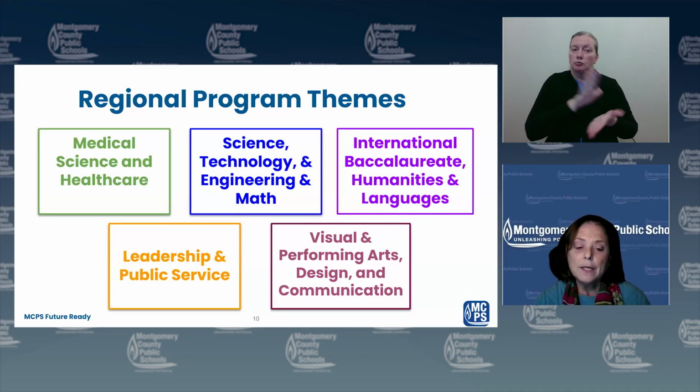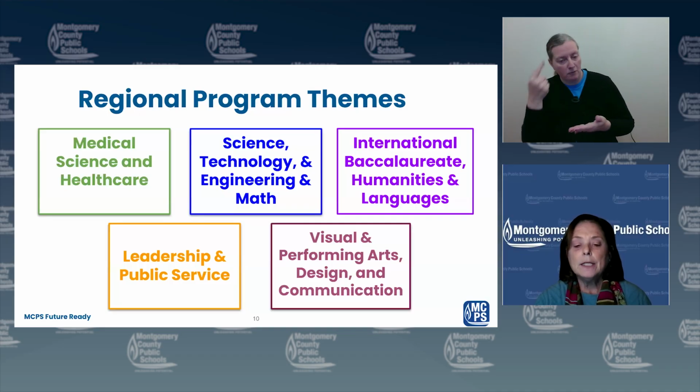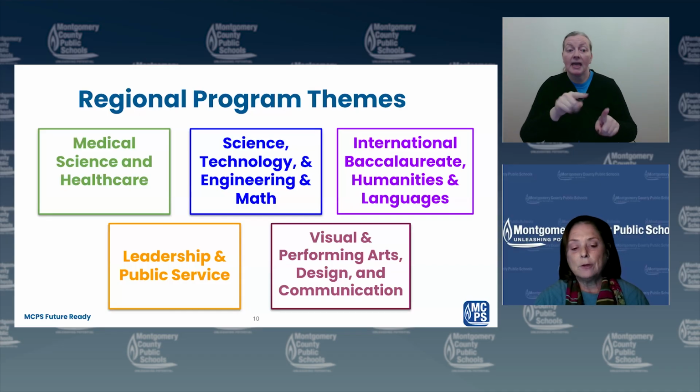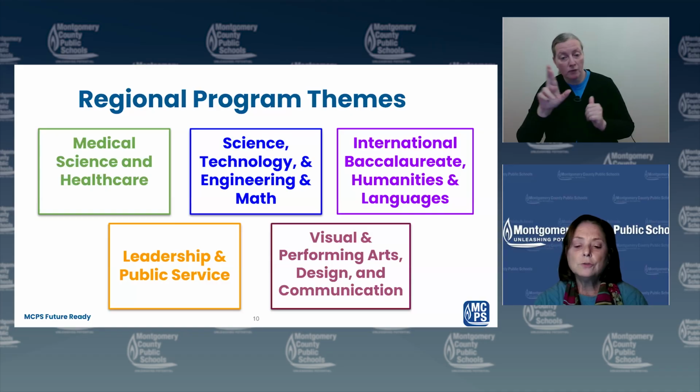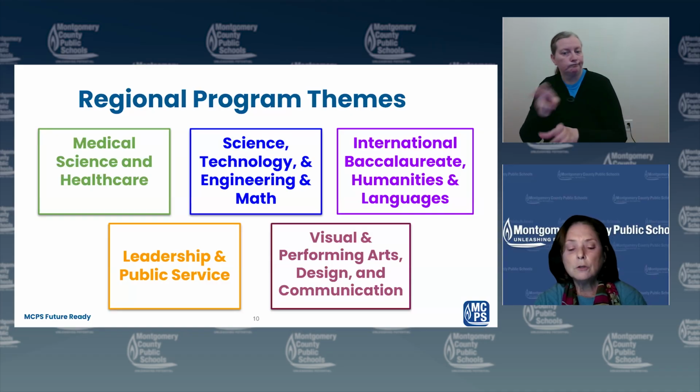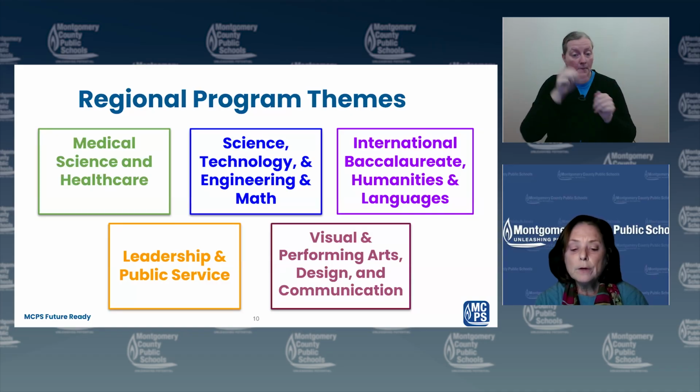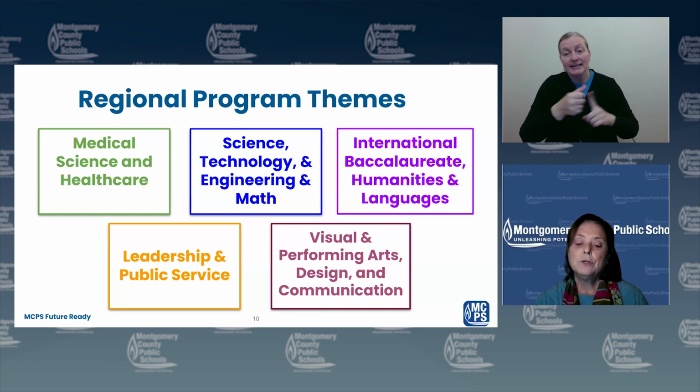For example, the IB and Humanities program at each of our different schools in the regions and/or music related to performing arts at one of the schools and dance at the other. It's important to know that all schools will retain their strong local programs. While we are expanding the regional options, we are not removing opportunities at the local high school.